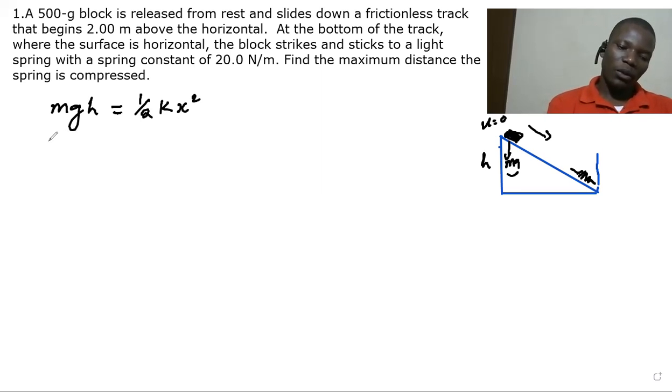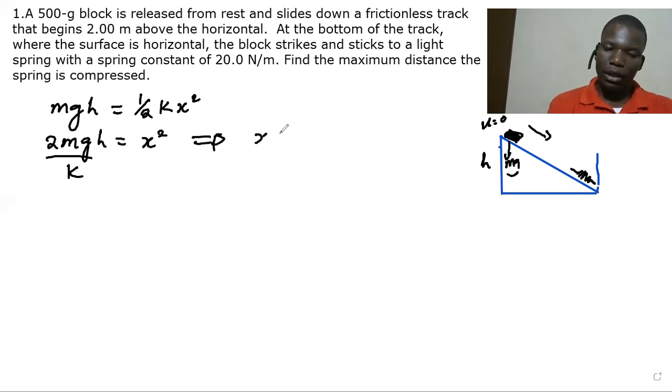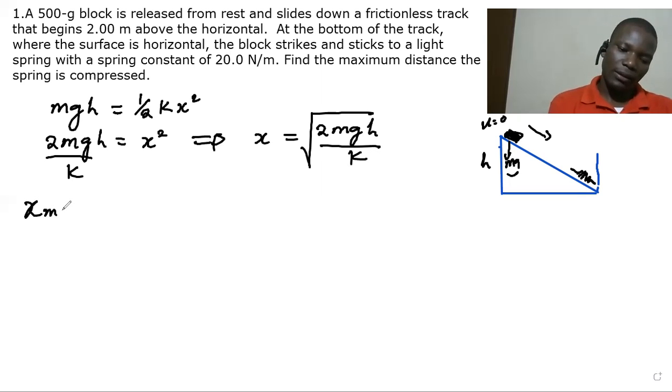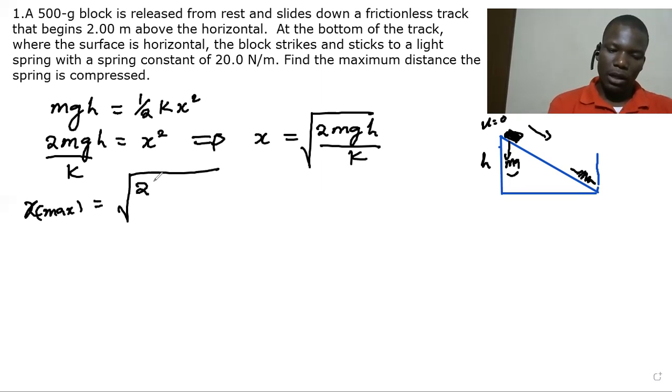So when we play with this equation, we're going to have that x, which happens to be maximum, is equal to the square root of 2mgh over k. So x maximum is equal to the square root of 2 times the mass, and the mass is 500 grams. So we convert the mass to kilograms, which is going to be 0.5 kilogram.